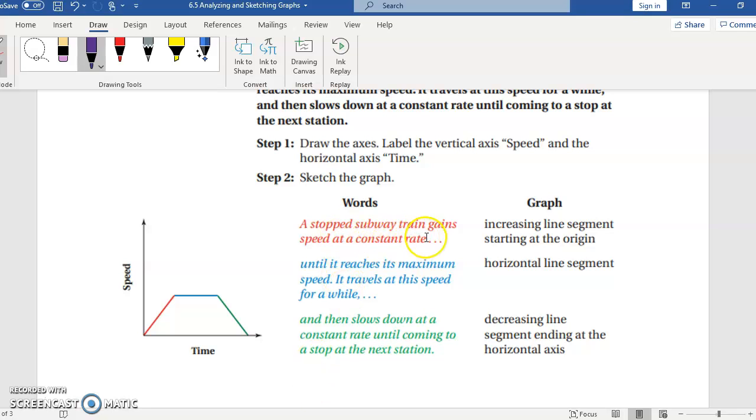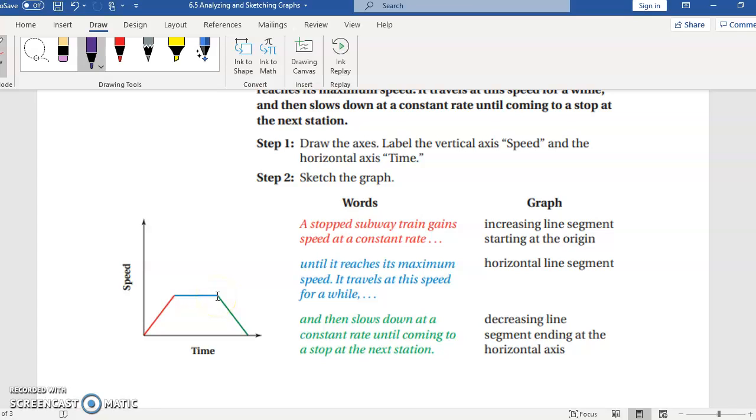So a stopped subway train, so that means you're going to start at 0, 0 down in the corner where the two lines meet. Gain speed at a constant rate, so that means it's going to go up in a straight line until it reaches its maximum speed, and then it travels at this speed for a while. So there's no change in the speed. So that means it's going to be constant. It's going to be a straight line over.